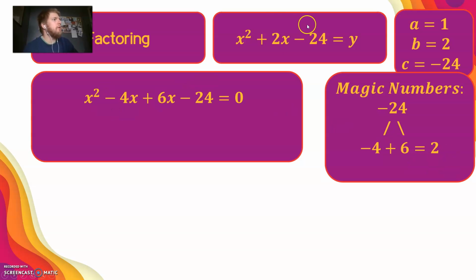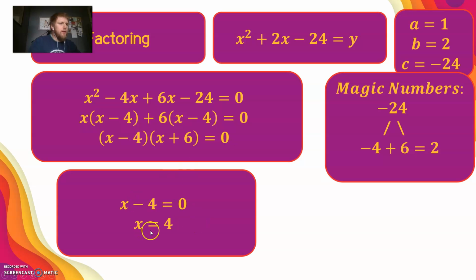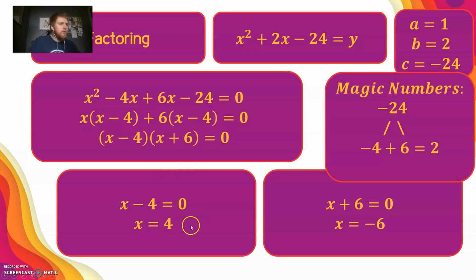So we can rewrite this with our magic numbers. That would be x squared, and then the 2x becomes negative 4x plus 6x from our magic numbers. Minus 24 equals 0. Then we can group. So we group these two together and factor out an x. We group these two together and factor out a 6. And then we can rewrite this. Notice we have x minus 4 in both spots. That's good. So that would become x minus 4 and x plus 6. Those equal 0. Setting those equal to 0, we have x equals 4 and x equals negative 6 as our solution.